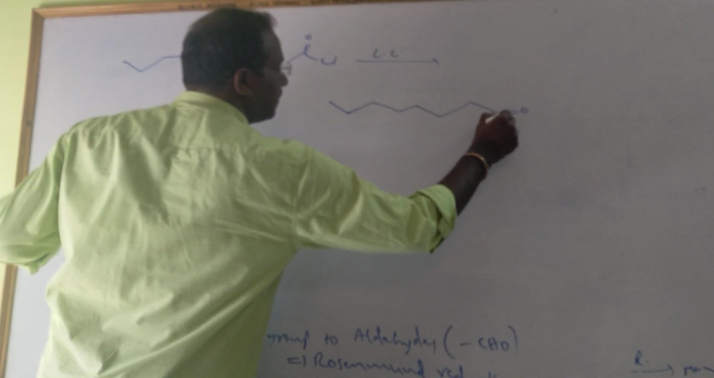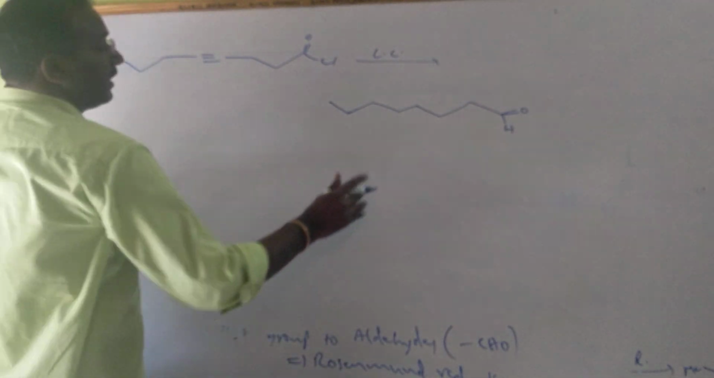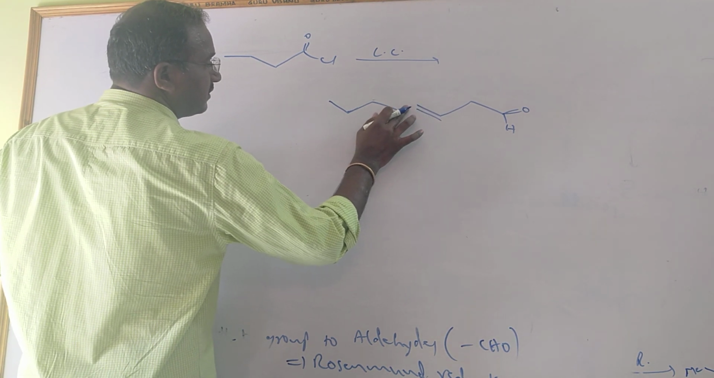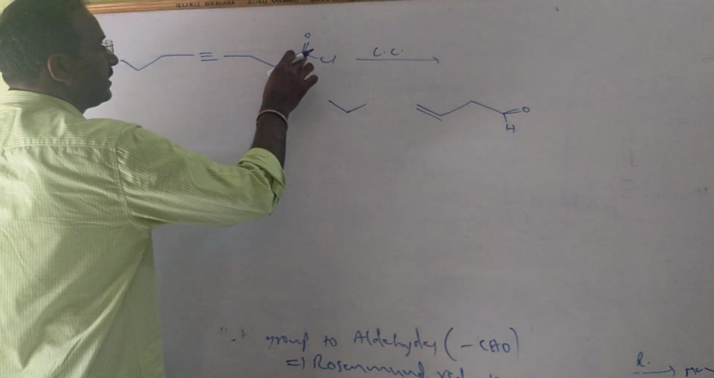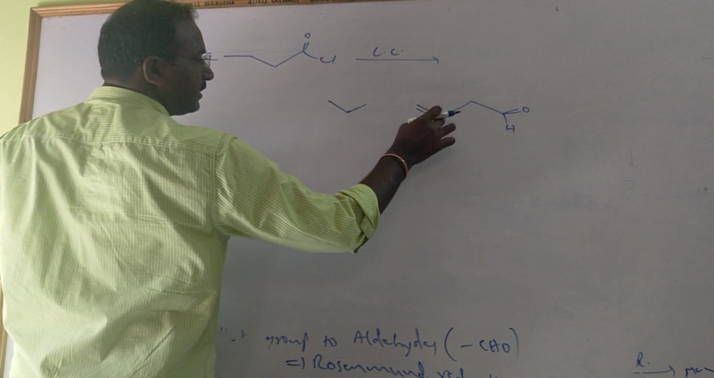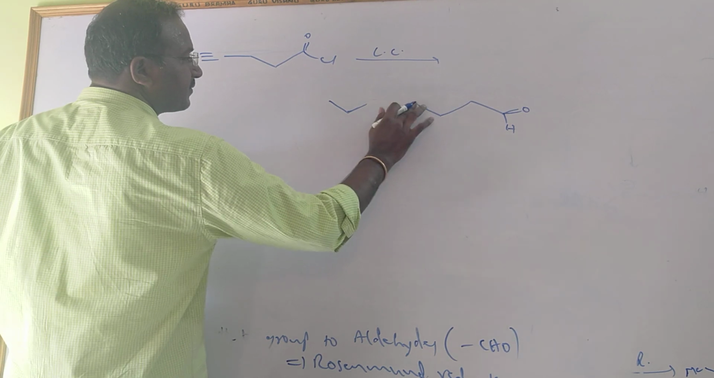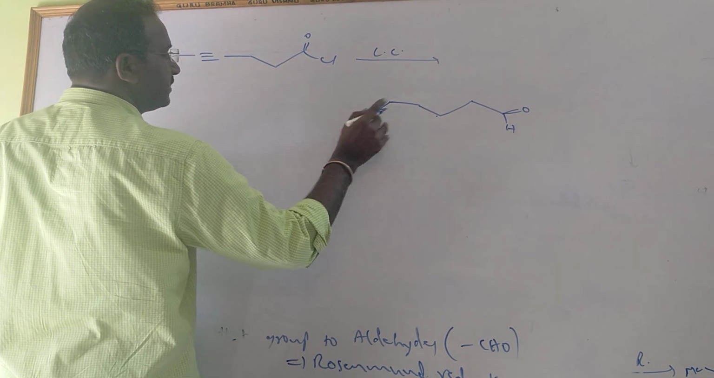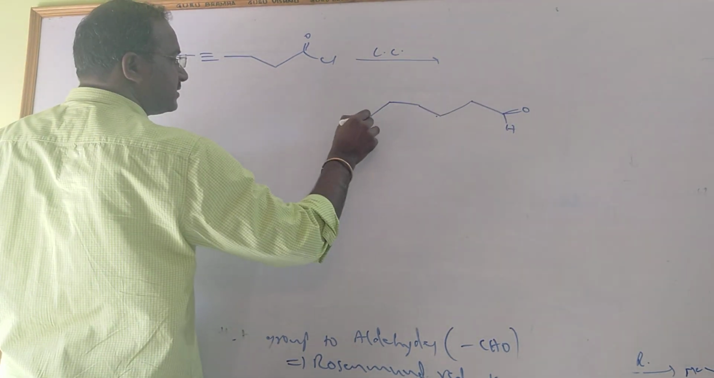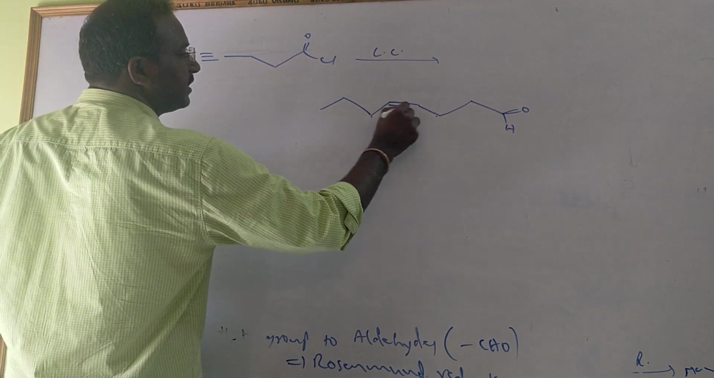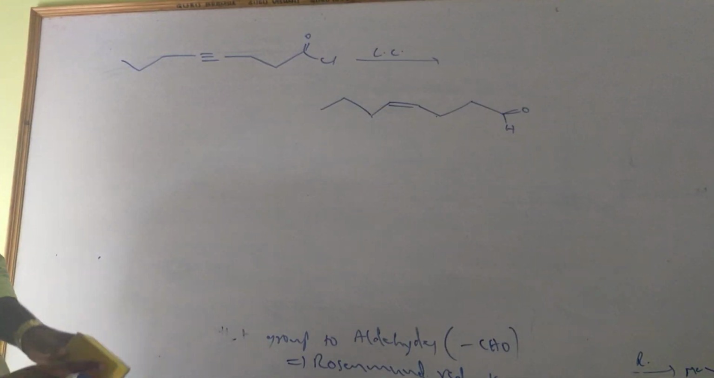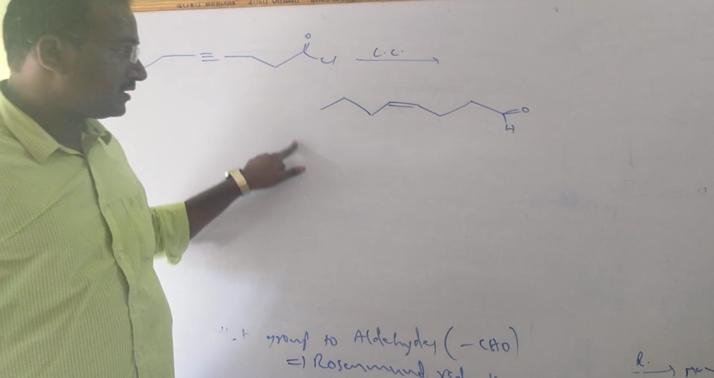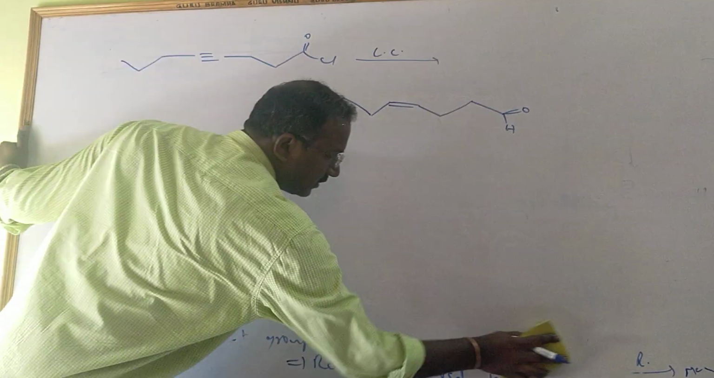So the COCl group will convert into CHO, and here we get syn addition. The double bond is at which carbon? 1, 2, 3, fourth carbon. So we get it like this: 1, 2, 3, 4, 5, 6, 7, 8, and we get the double bond here. This is the product. If this group is there, we get this. Sorry, those are not dots, we will consider them as dots. So this is the product.